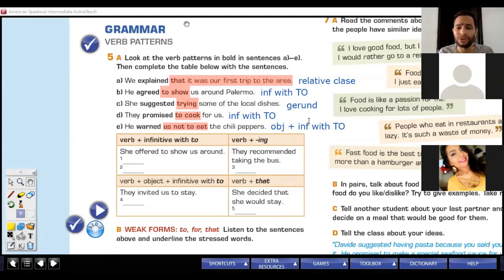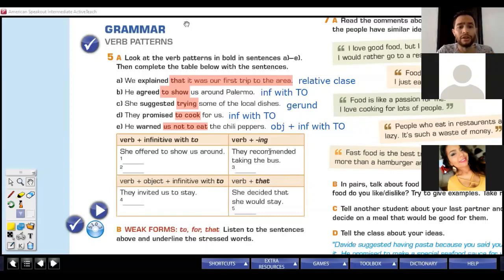Now, today I'm going to show you some more examples. What are the verbs that go with to? What are those verbs that go with ing? Which are the most difficult ones? Sorry about that. And well, let's continue then.